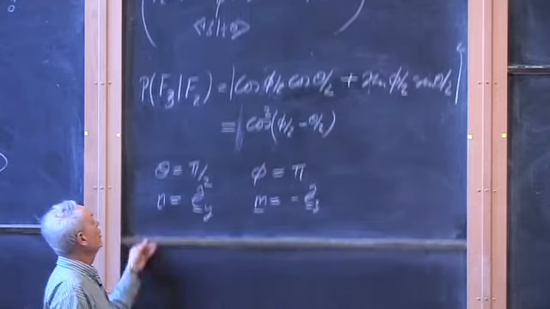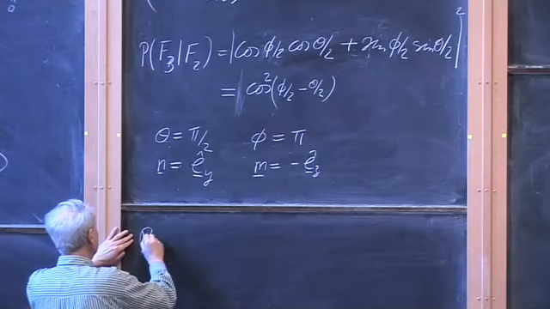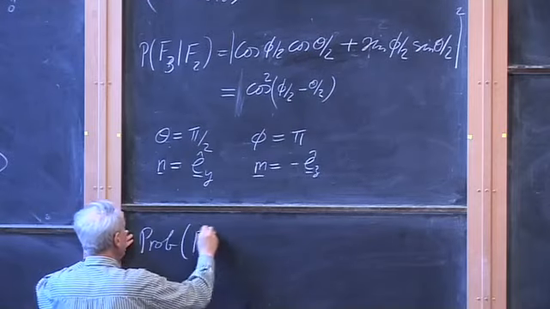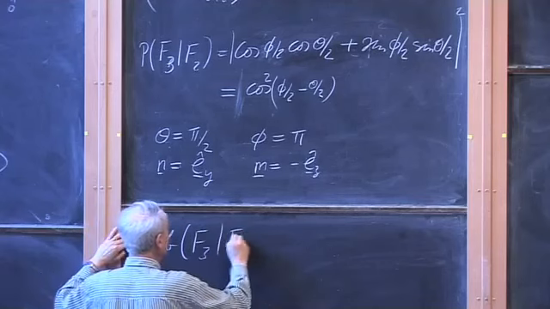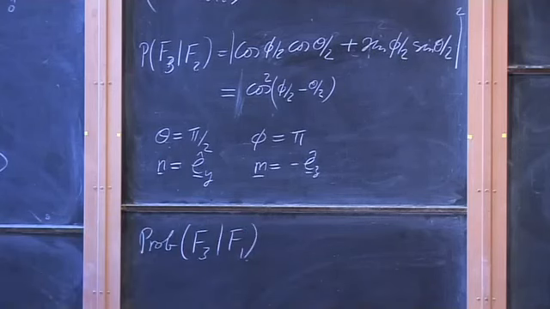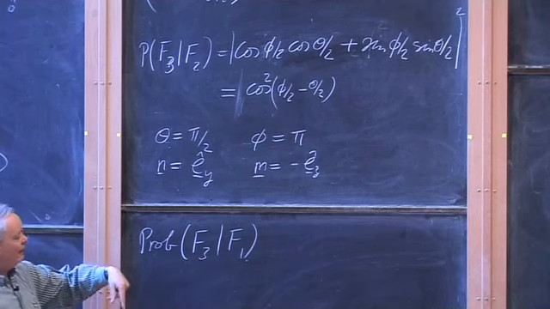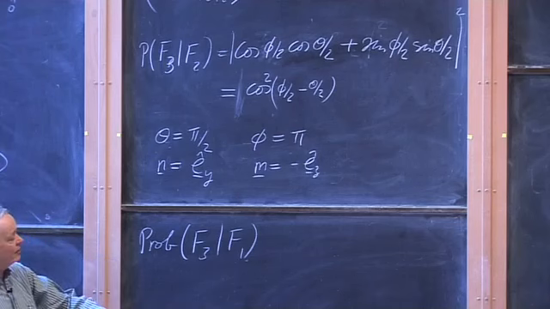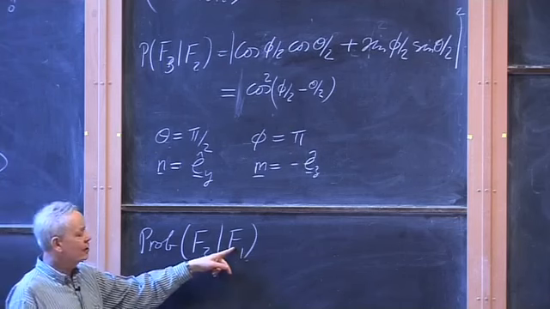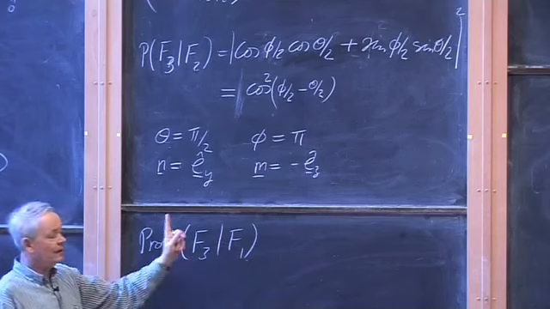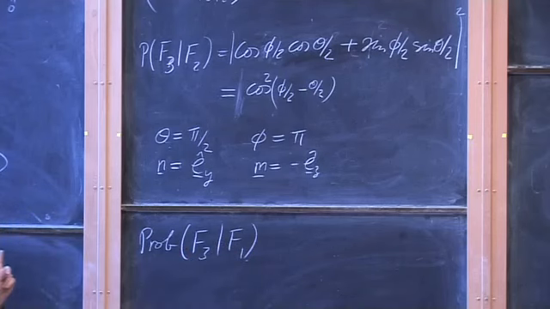So what's the probability of passing F3 given that you passed F1? That's the same as the probability, what that is physically, of eventually having your spin measured to be in the minus z direction, given that as you emerge from F1, you had your spin in the plus z direction, right?